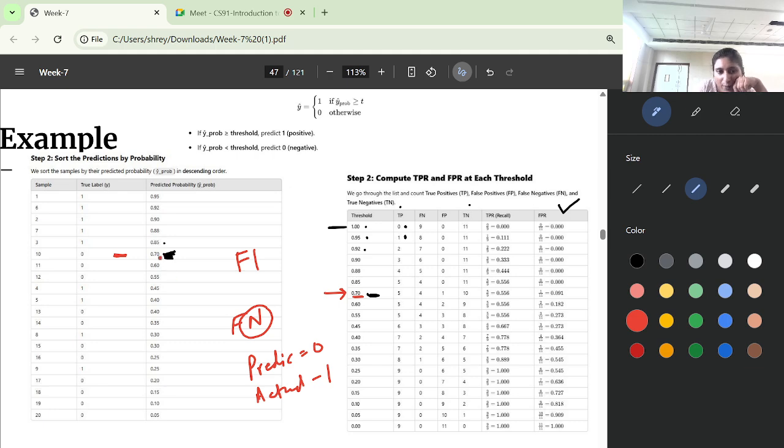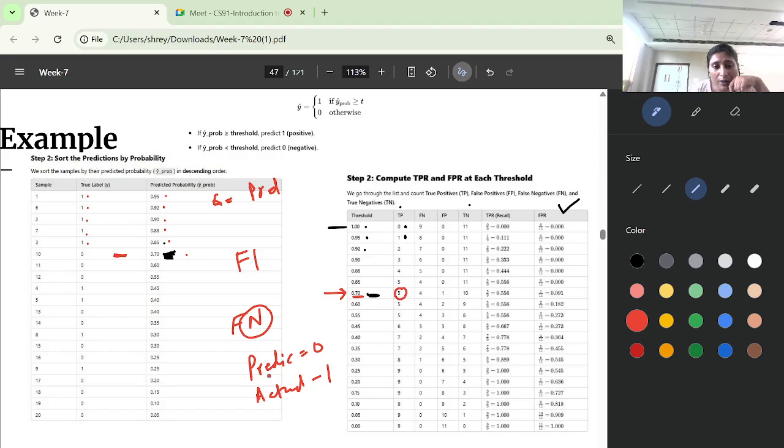Okay, so for 0.70, 1, 2, 3, 4, 5, 6. One minute. So six values are predicted as 1. So in prediction, your 6 values are 1. Okay, and there are true labels 1, 2, 3, 4, 5. So 5 out of 6 values are correct. So TP is 5. It is correct.